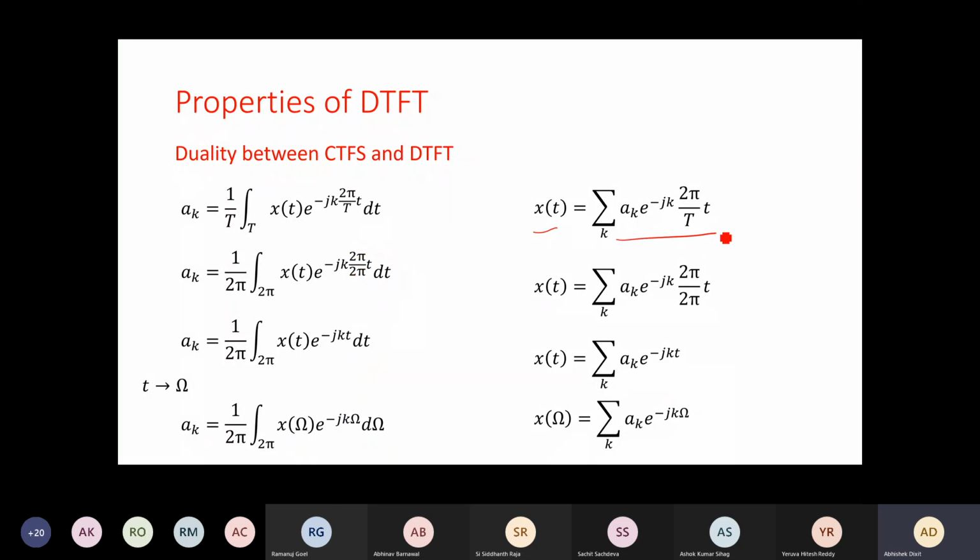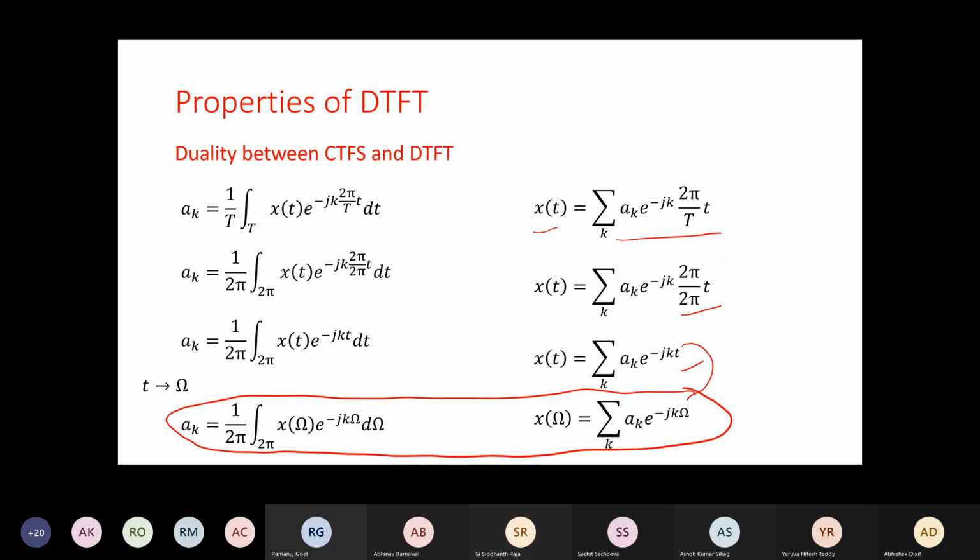Okay, now let us look at this. Xt can also be written like this in CTFS. Now when my period is 2 pi, I can write it like this, which is this expression. Again, I do the same technique. T I change to omega, I have got this expression. Now if you look at these two expressions, what do you think? What do you see? What do you see? They're the same as DTFT. Yes, they are same as DTFT expressions.